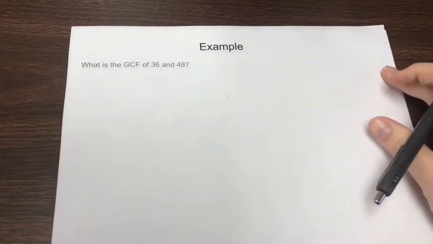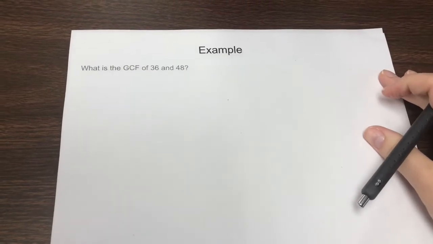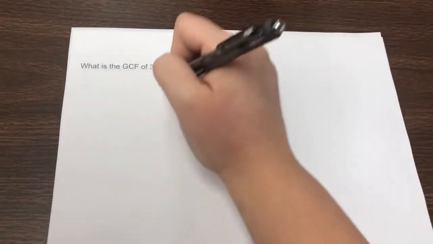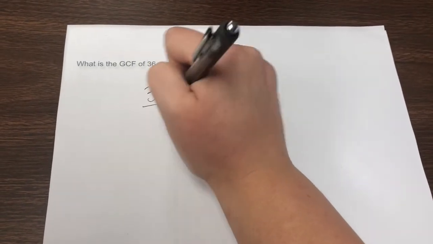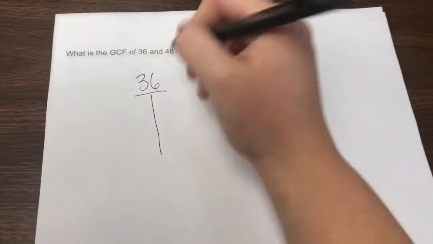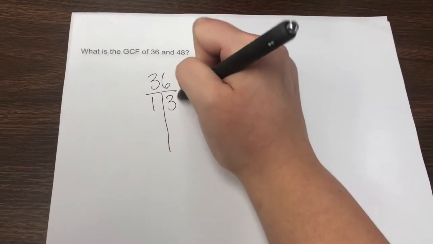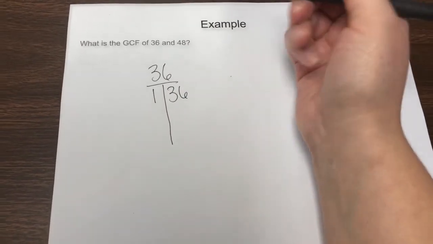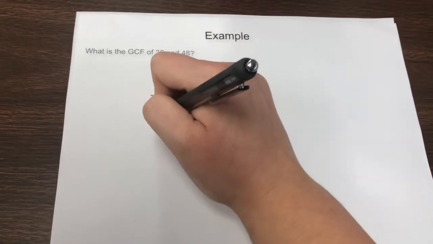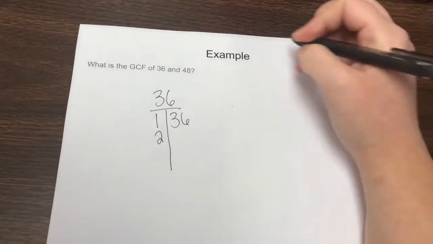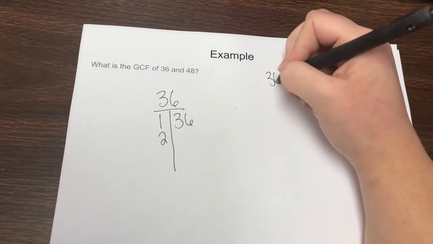What is the GCF of 36 and 48? So we're going to look at both factors of these numbers. We're going to find the greatest common factor. Let's start with 36 and the T-chart. 1 and 36. We always start with 1. Can 2? Yes. 2, and then if you have a hard time finding the 2, you can come to the side.